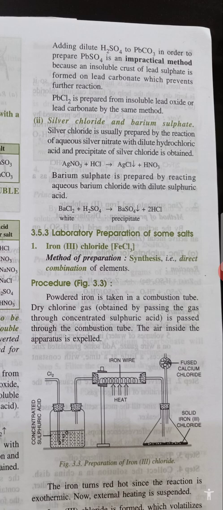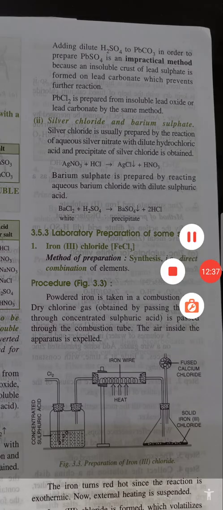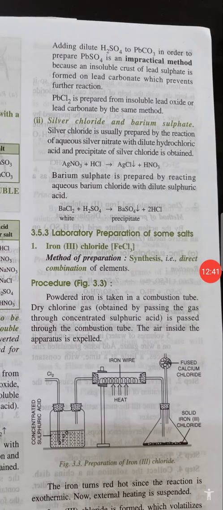Now children, we come to the laboratory preparations of some salts, and first is ferric chloride. The method of preparation is by synthesis or by direct combination. So the procedure is with certain apparatus like this. Powdered iron is taken in the combustion tube. The combustion tube is the center tube where heat is applied, and dry chlorine gas is obtained by passing the gas through concentrated sulfuric acid.